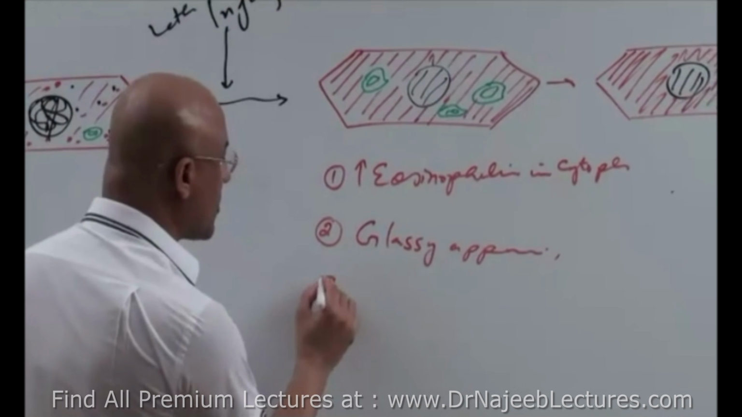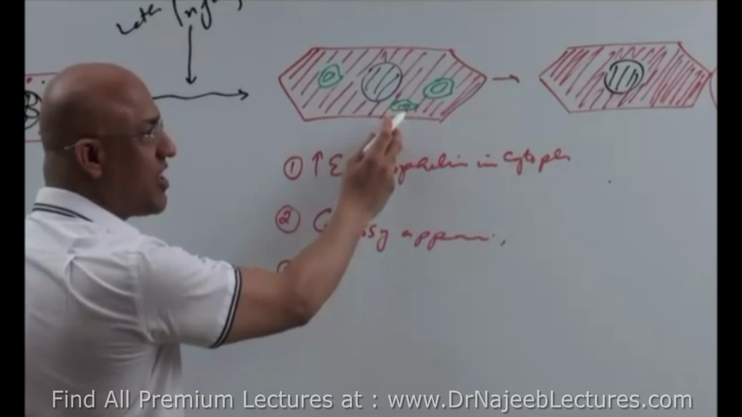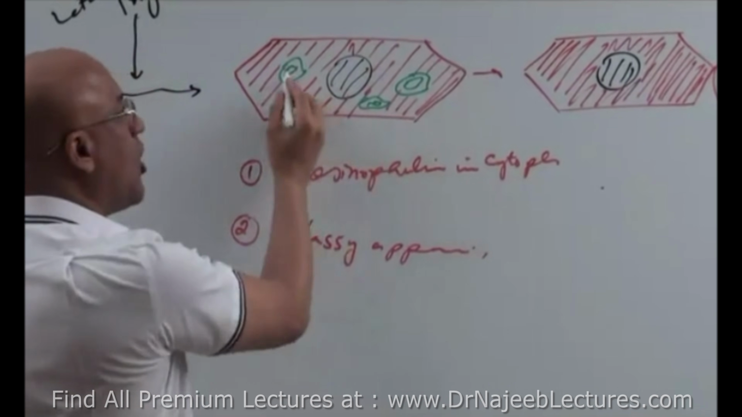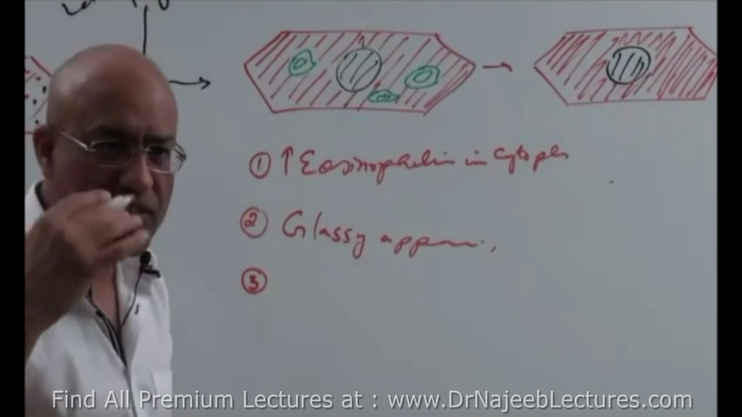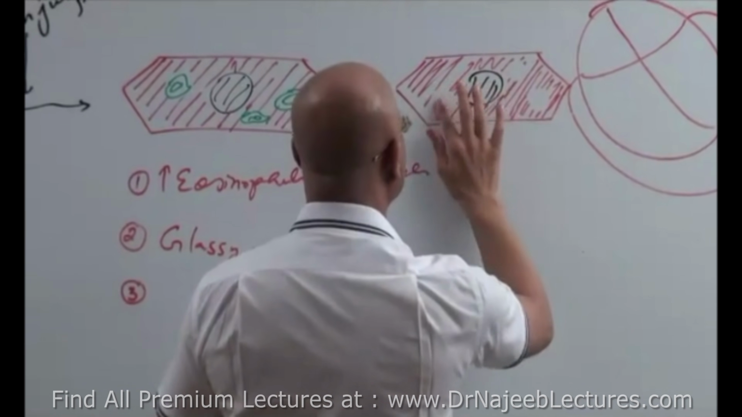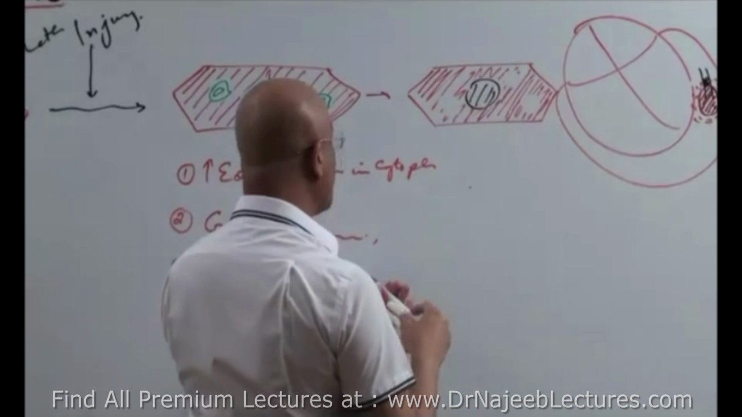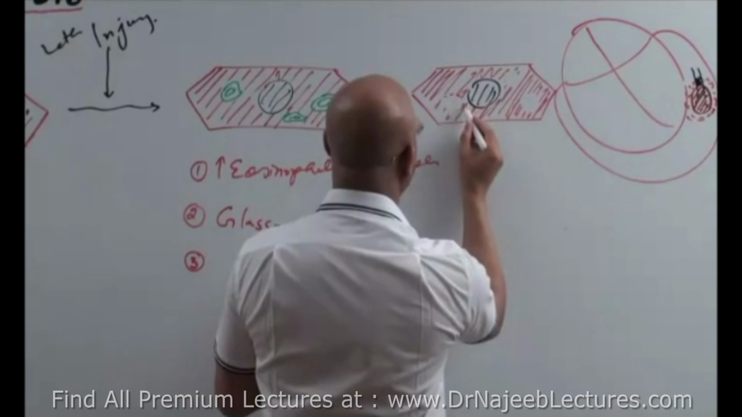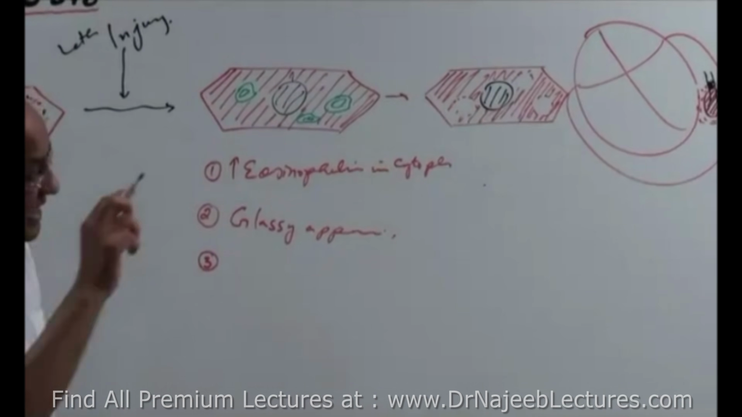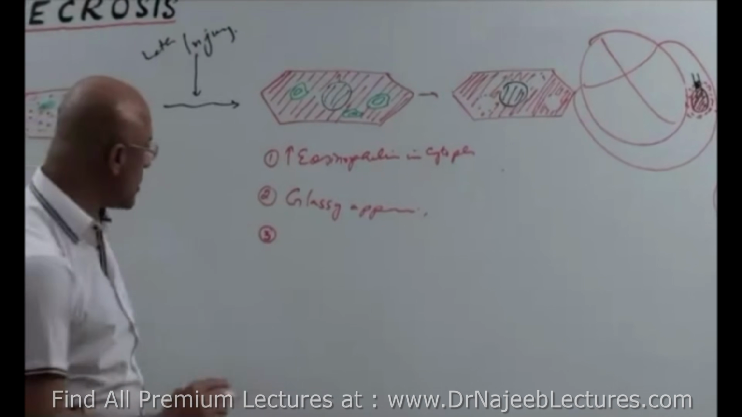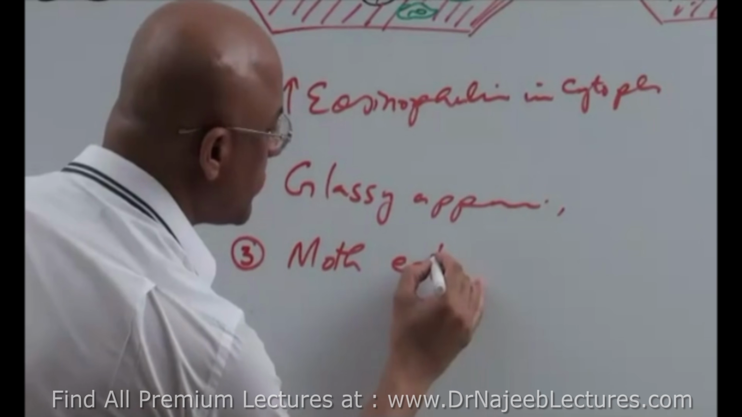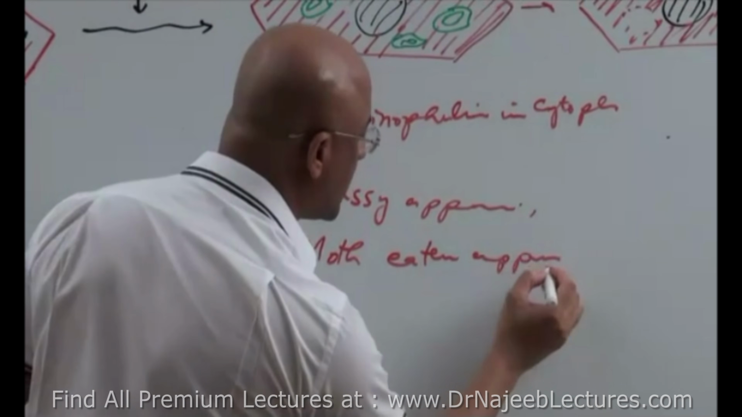Third change, not only do they become intensely pink with glassy cytoplasm, but at multiple points when these organelles are digested away, these areas will look like empty spaces. And these empty spaces look as if some caterpillar moth has eaten the cell. So it gives a moth-eaten appearance. It is not mouth-eaten.